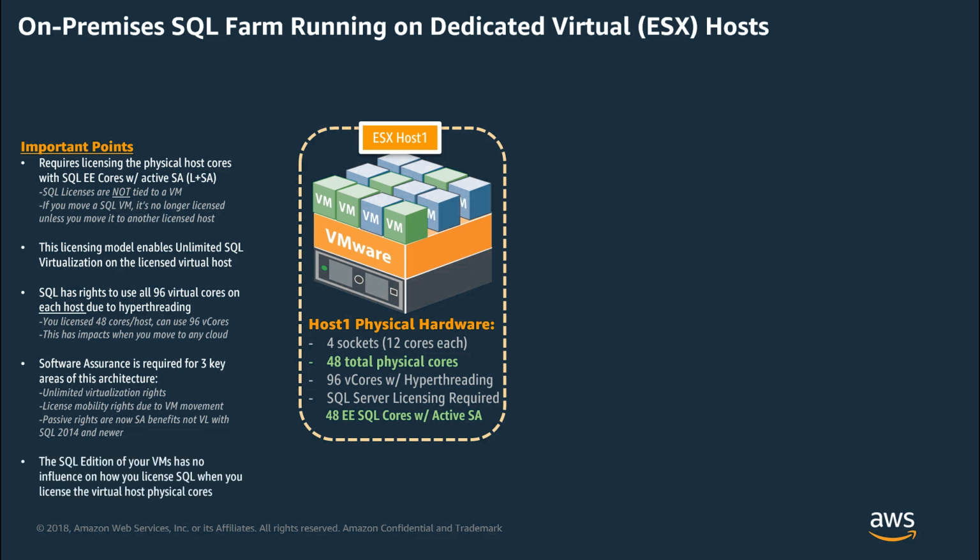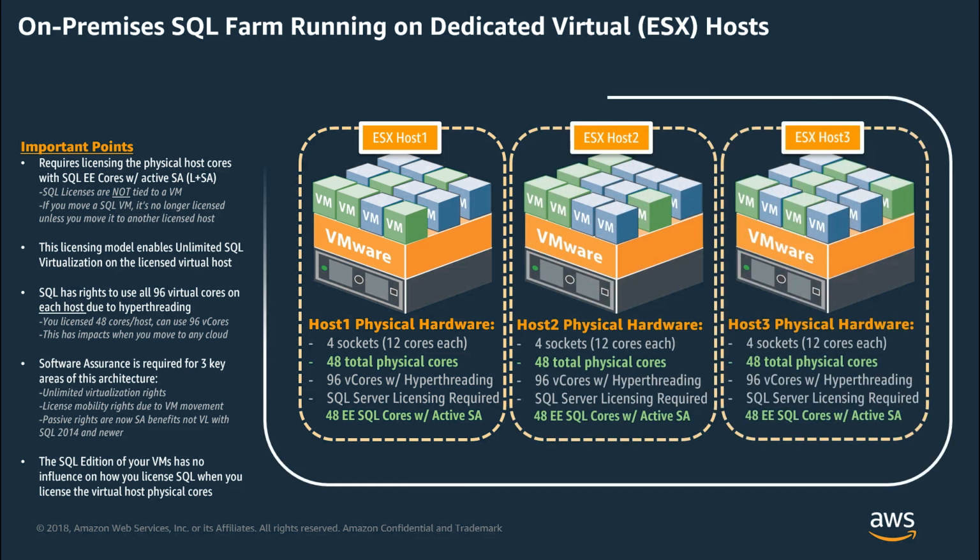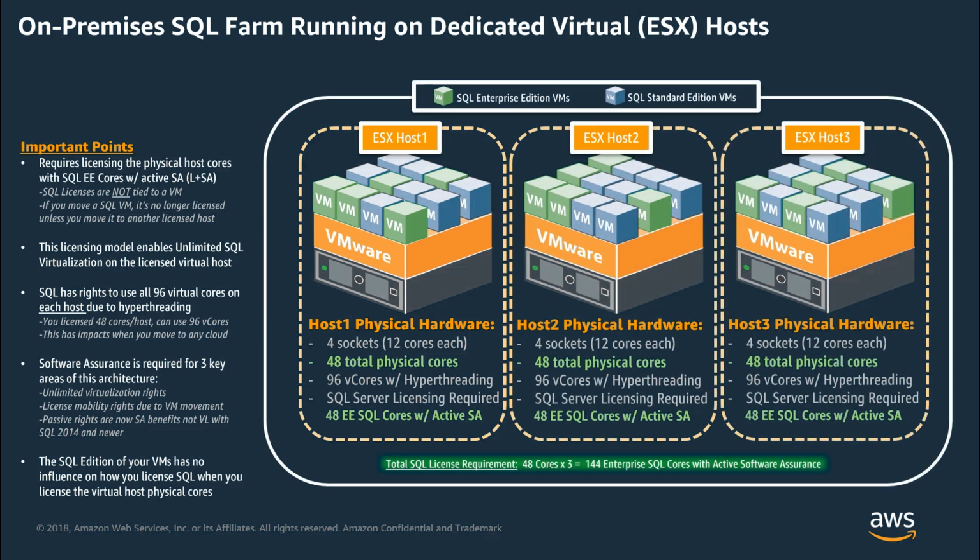So let's build this out a little bit. In this scenario, we have 3 ESX hosts, and these could be whatever hypervisor vendor you're using. We're just showing VMware as an example here. But this is a pretty common scenario where you have 3 hosts. You're licensing the physical cores on the host, so 48 cores apiece, which totals 144 enterprise cores. So by using 144 enterprise SQL Server cores with software assurance, I have unlimited virtualization within these 3 hosts.